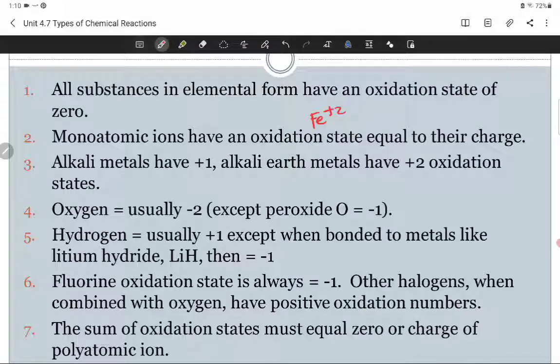There's a monatomic ion. So that has a +2 charge. It has a +2 oxidation state. Alkali metals, if they're in some kind of compound like that, that means that it has a +1. If it's an alkali earth metal like that, calcium is a +2. So that's how you're going to go and navigate rule number 3.